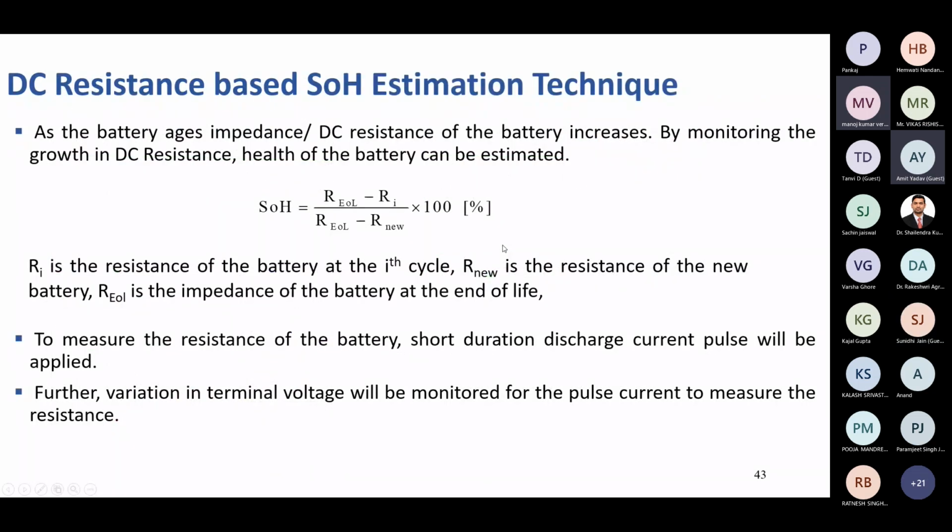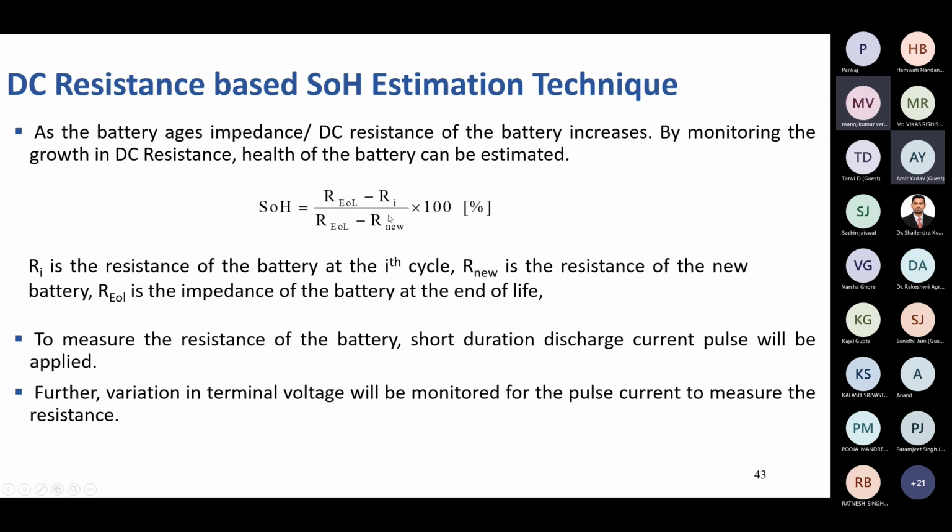And this is one method where I can go for an online estimation, where we are estimating the SOC and also SOH with a modified method, and how accurate our result is when compared to the conventional method has been discussed. And for the DC resistance based SOH, in some offline methods we have to remove the battery and connect it to an impedance spectroscopy, but you can measure the DC resistance online also.